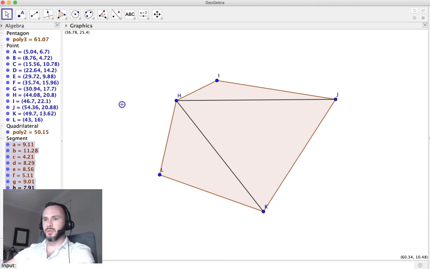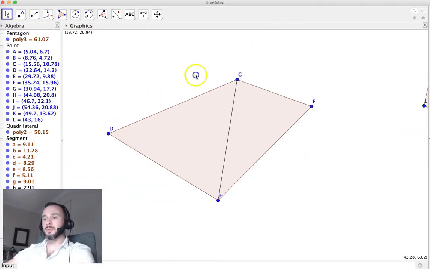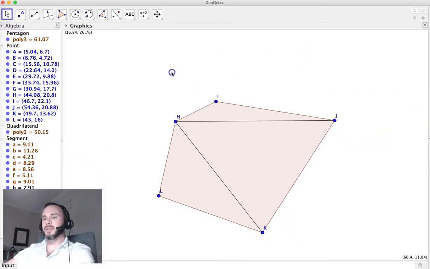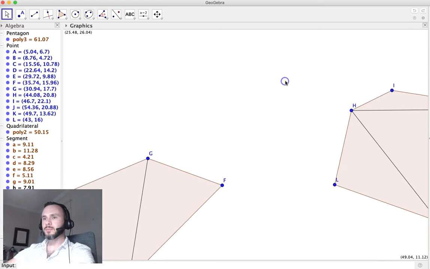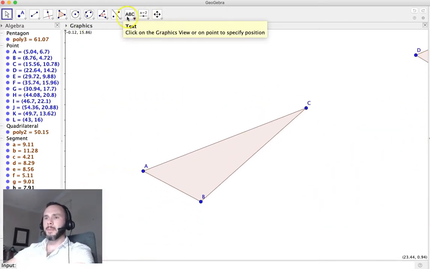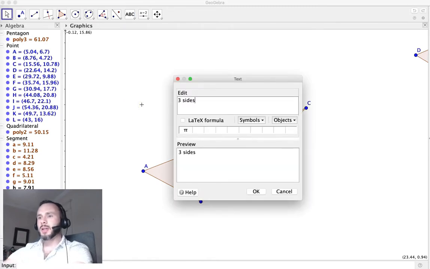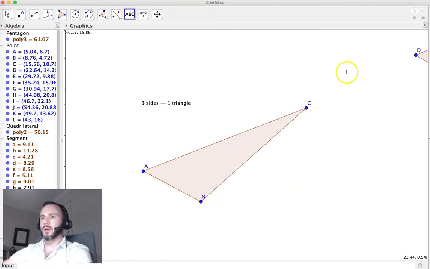Okay, so let's just recap here. When we had four sides, we could divide it into two. When we have five sides, we can divide it into three. Okay, so let's do this. I'm going to add a little text box here. This had three sides and one triangle was possible. Okay, so that was that.